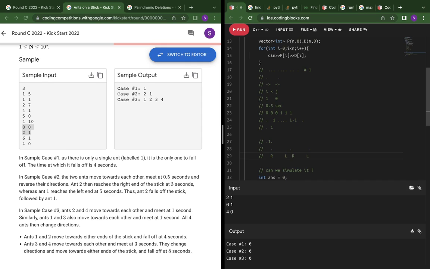So this is somewhat the case. RL. So these two ants are gonna bump into each other, and these two are gonna bump into each other. And which one will be the first one to bump? 2 and 4 move towards each other and meet at 1 second. Similarly, 1 and 3 move together and meet at 1 second. Now all 4 ants change their directions.